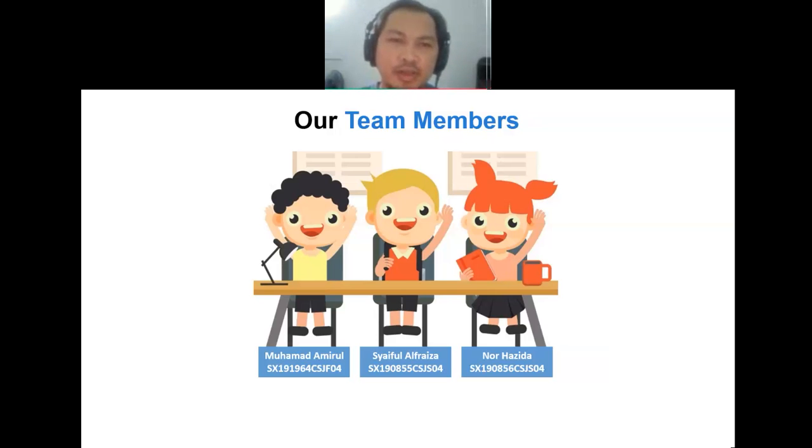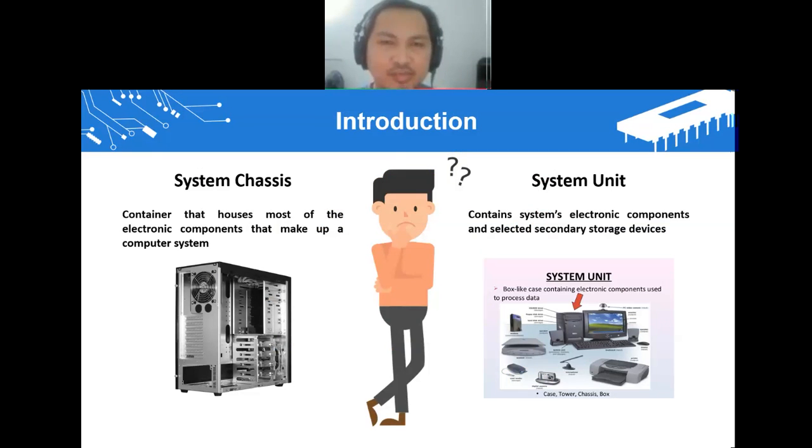So, without further ado, let's go to our subject, that is system unit. What is actually a system unit and what's the difference between system unit and system chassis? System chassis is just a container that houses most of the electronic components that make up the computer system. Meanwhile, the system unit contains system electronic components and selected secondary storage devices, which means the system unit contains both the system chassis and also the system electronic components.